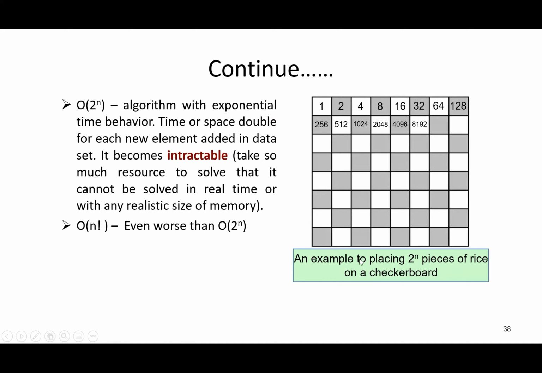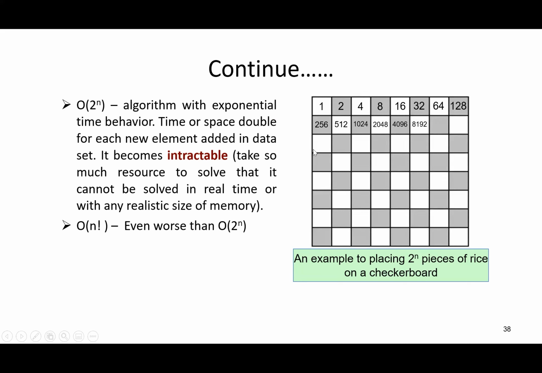So this example is like when you try to place 2 power n pieces of rice on a checkerboard. Let's say you have this checkerboard, right? It's 8 times 8, right? Yeah, 8 times 8. So you want to place the first one, place 1. Then this one is 2 power 0, 2 power 1, 2, 3, 4, 5, and so on. So your 64th is 2 power 64.